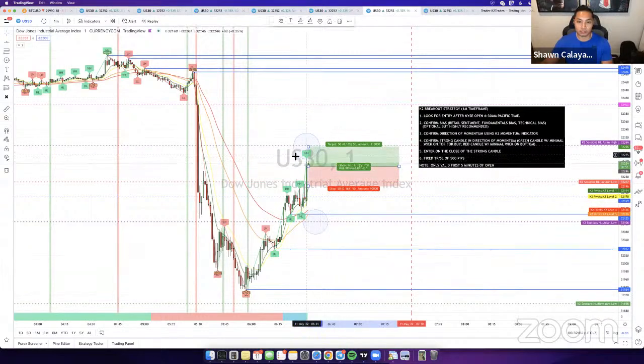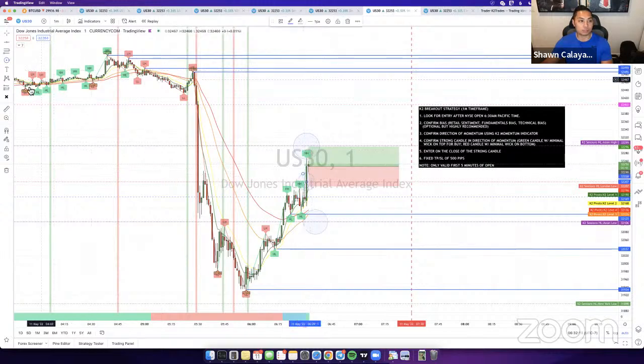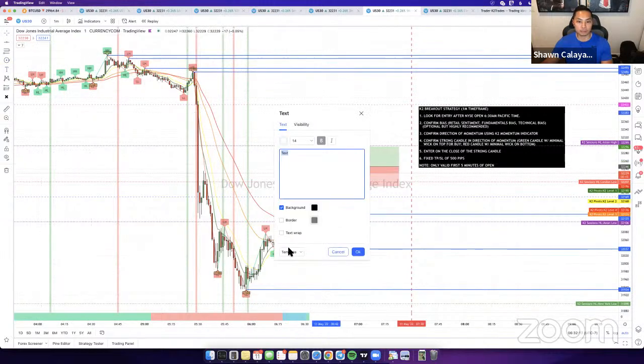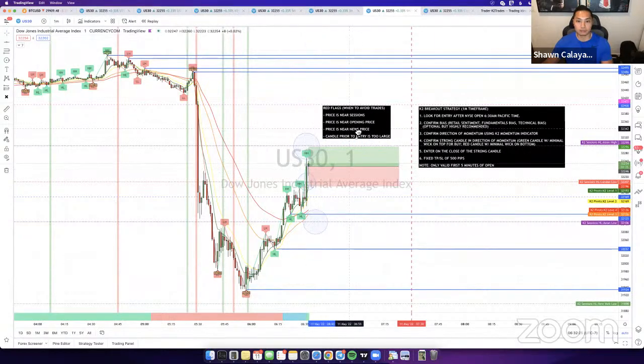So this here is the breakout. I'm not taking it though, because for one, this candle is too big. For two, it's breaking past the sessions right here. And for three, there's a session right there as well. So if you look at my red flags here, a lot of red flags have been met. It's near sessions, and this candle here is too big. But this would technically be your breakout.